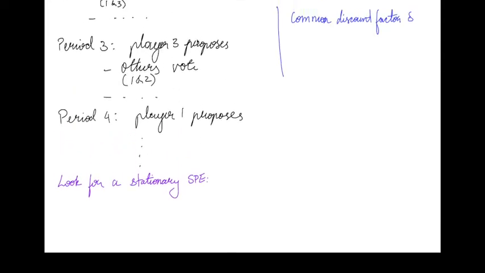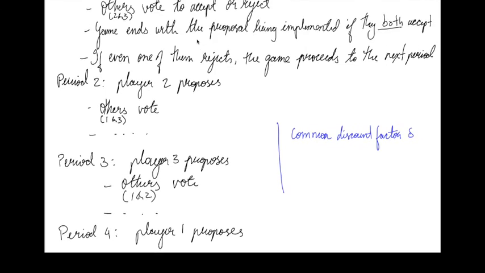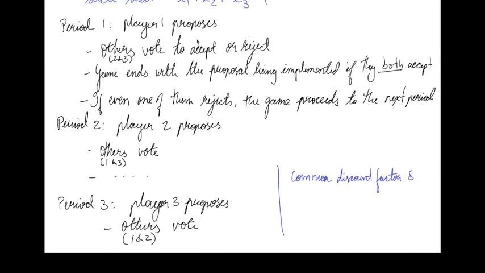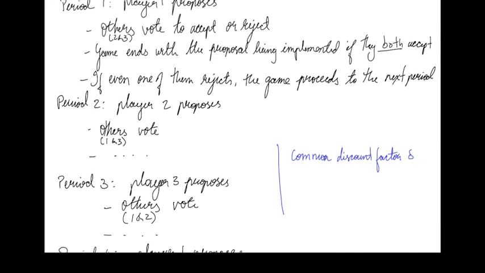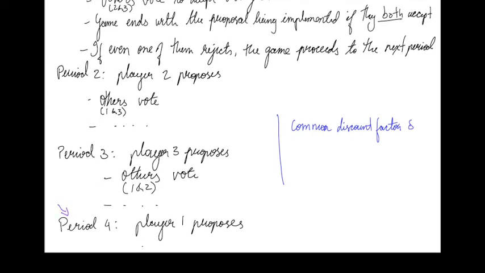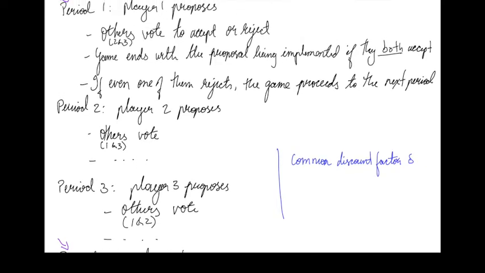Let me scroll back here and we'll see that this game is indeed stationary. If we look at the game that starts at the initial node of the game and we compare that with the game starting in period 4, it's identical. So the game is indeed stationary. There's also a symmetry to this game. The game in period 1, from player 1's perspective, is exactly the same as the game in period 2 from player 2's perspective, and the game from player 3's perspective in period 3, and so forth. We can leverage this in looking for a symmetric, stationary subgame perfect equilibrium.